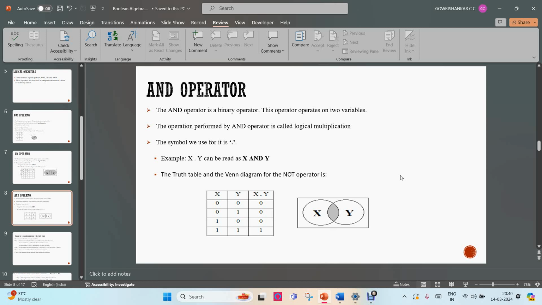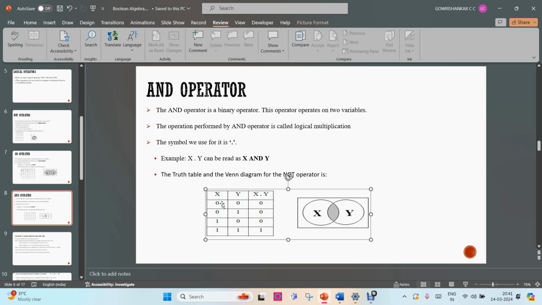It's called logical multiplication. The AND operator means logical multiplication. The symbol we use for it is a dot. For example, x dot y can be read as x and y. This is how the truth table works for the AND operator. In the AND operation, both inputs must be 1 to become true, or else the output will be false.